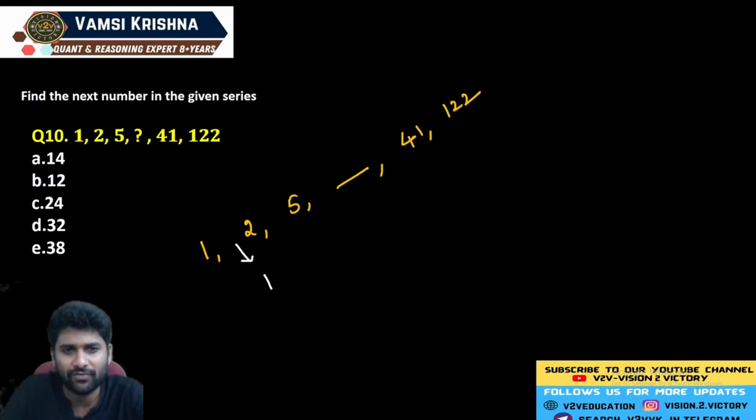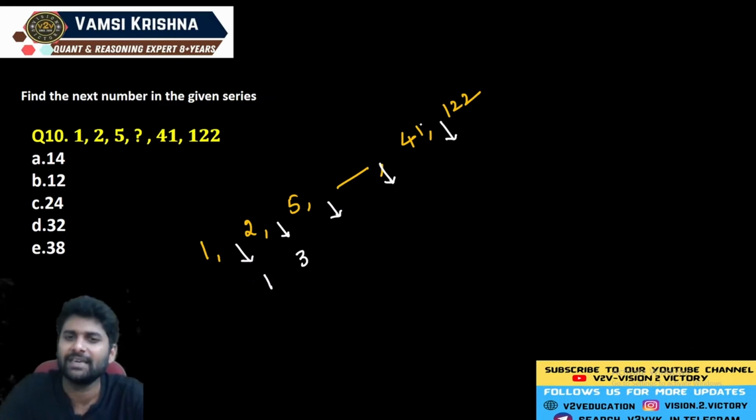See, it's a difference of 1. It's a difference of 3. And we should identify that. And finally, here the difference of 41 and 122 is a difference of 81.